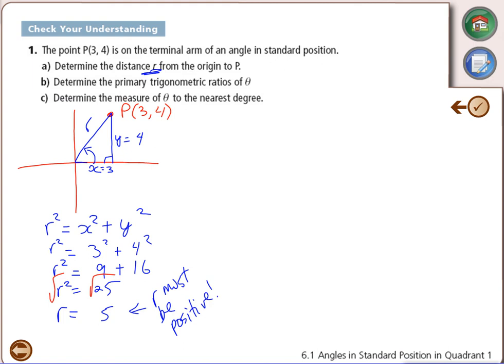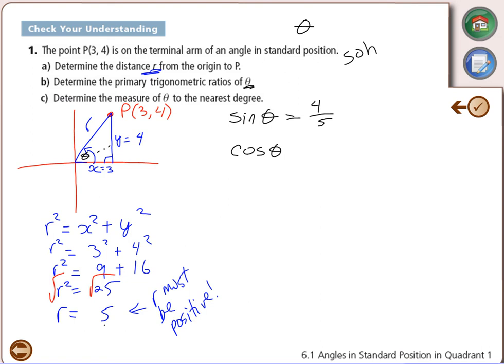Determine all the primary trig ratios. That's SOH CAH TOA. So we need to start with, let's look at our sine. Sine of theta. Theta's in here. I do a written theta. That's the printed version. So theta is equal to opposite over hypotenuse. So the opposite side is 4. The hypotenuse, hey, we just found it.